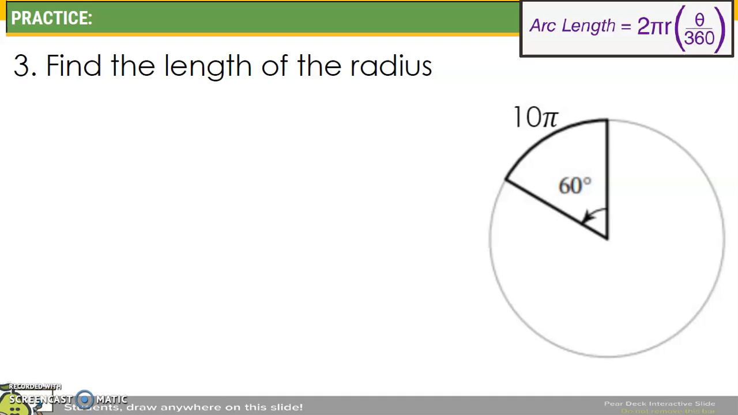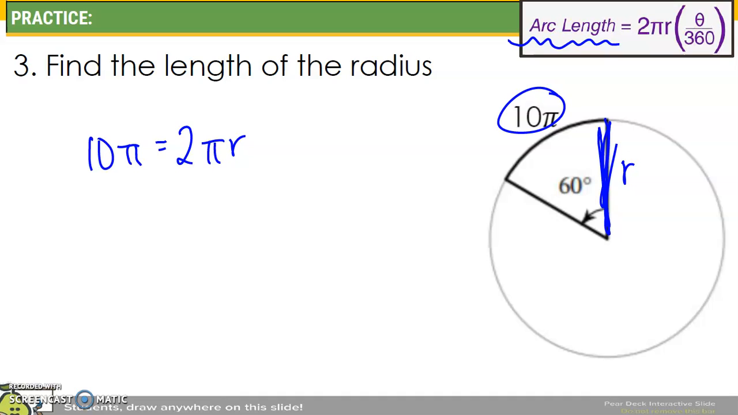Number 3, find the length of the radius. So this time we don't know the radius, this piece right here. But we're still going to use this formula where the arc length equals 2 pi r times theta over 360. So the arc length is 10 pi. We're going to say 10 pi equals 2 pi r. I don't know what r is. And then times 60 over 360.